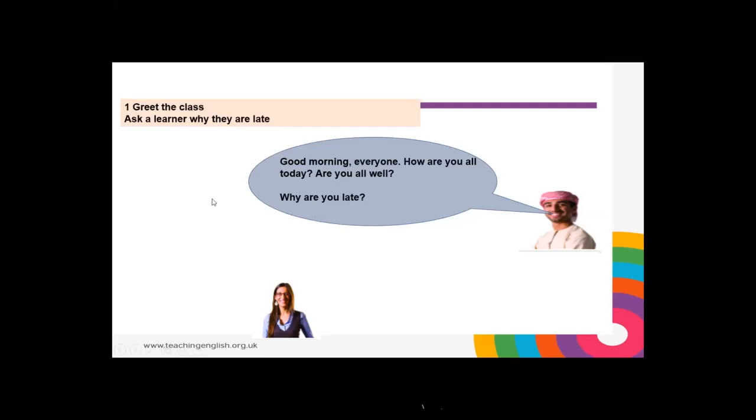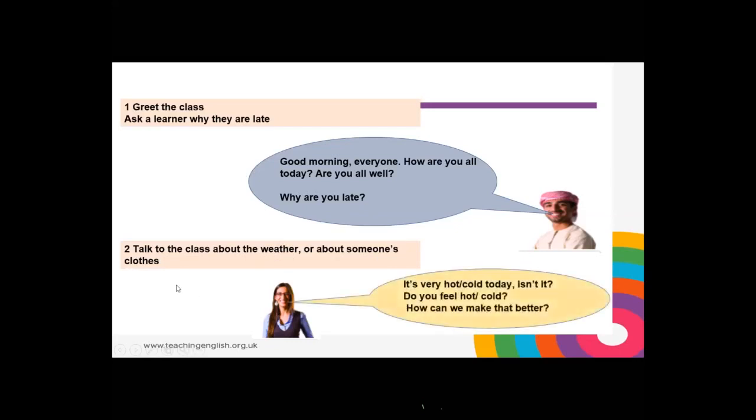So let's move to the second one. This teacher is talking to the class about the weather, or about someone's clothes. So she's going to say, "It's very hot, cold today, isn't it? Do you feel hot or cold?" How can we make that better?